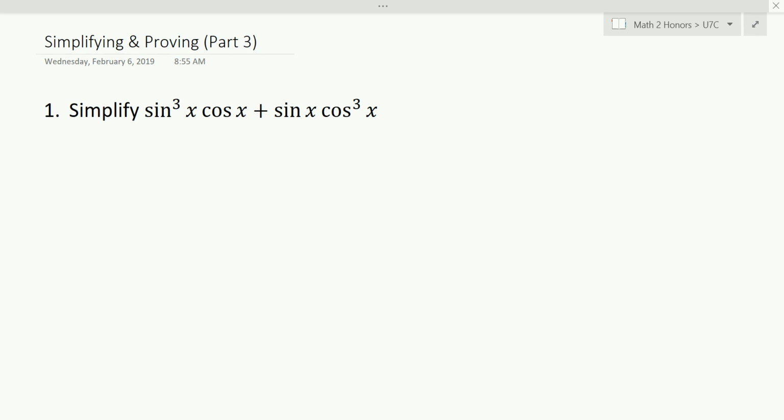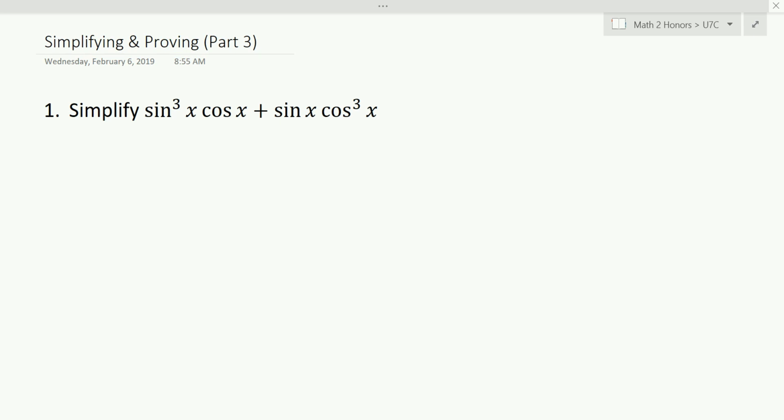And this is, like I said, the last level of difficulty, and so it does not get any more difficult than this. And so let's jump into number 1 here. It says simplify sine cubed x times cosine of x plus sine x times cosine cubed of x. You even had one like this in the quiz you just took, maybe a little easier than this one, but something similar. And you've had stuff like this on your homework before.